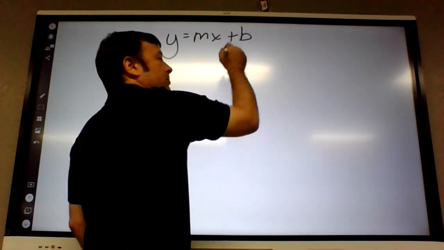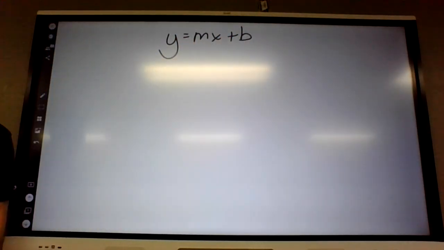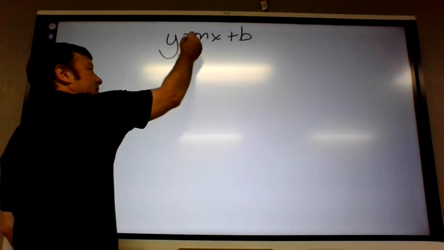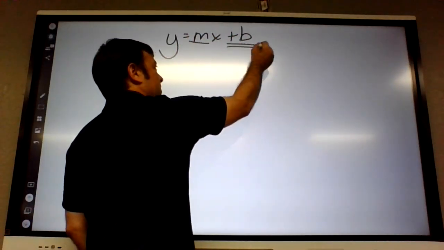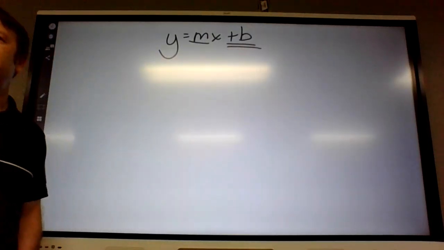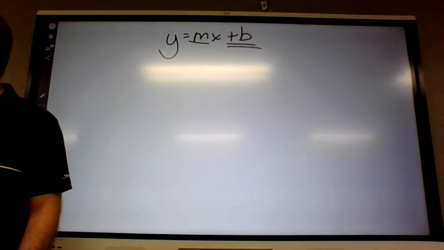So what is this form of the equation called? Slope intercept, because this is the slope, this is the y-intercept. Okay, so those are the two numbers that we need.